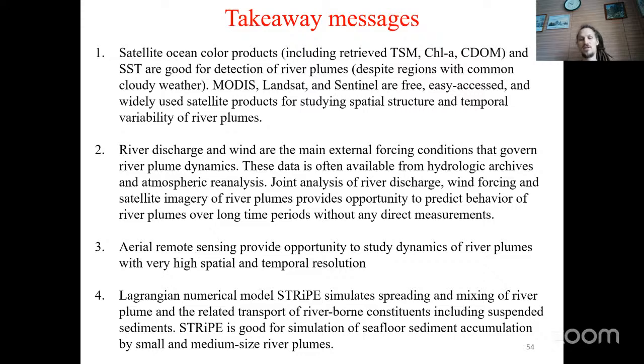And finally, if you want to understand everything about what happens with river-borne sediments in coastal sea, how transport by river plume is formed, how it changes, you have to use numerical modeling and Lagrangian numerical modeling, and in particular the STRIPE numerical model, which was developed by our research group, can provide this opportunity. You can use numerical modeling to solve a wide variety of problems connected with understanding of the transport and fate of river-borne sediments in coastal sea. So thank you for your attention. I'm ready to answer the questions.